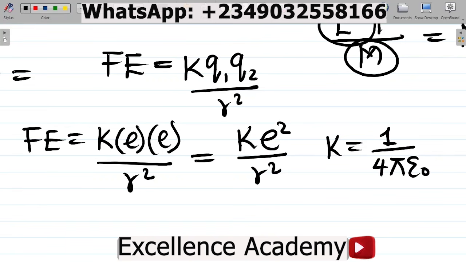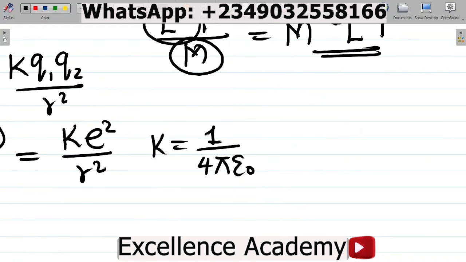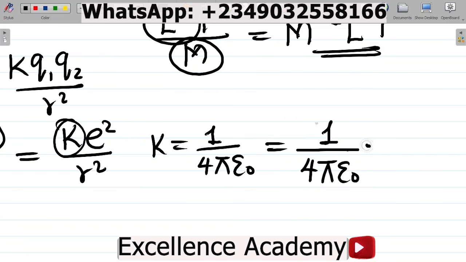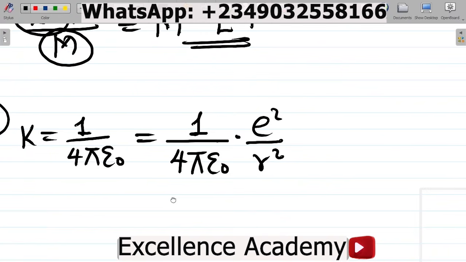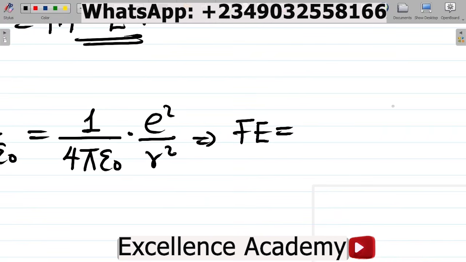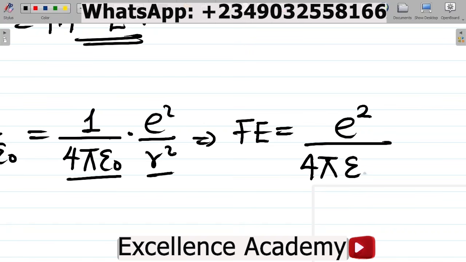We mentioned this earlier. I think this was question number 1. Yes, we use this in question number 1. So if you impute this value, K becomes 1 all over 4 pi E naught multiplied by E squared all over R squared. Multiplying this, we have that Fe is equal to 1 times E squared, which gives you E squared all over 4 pi E naught R squared. This is the value of Fe.